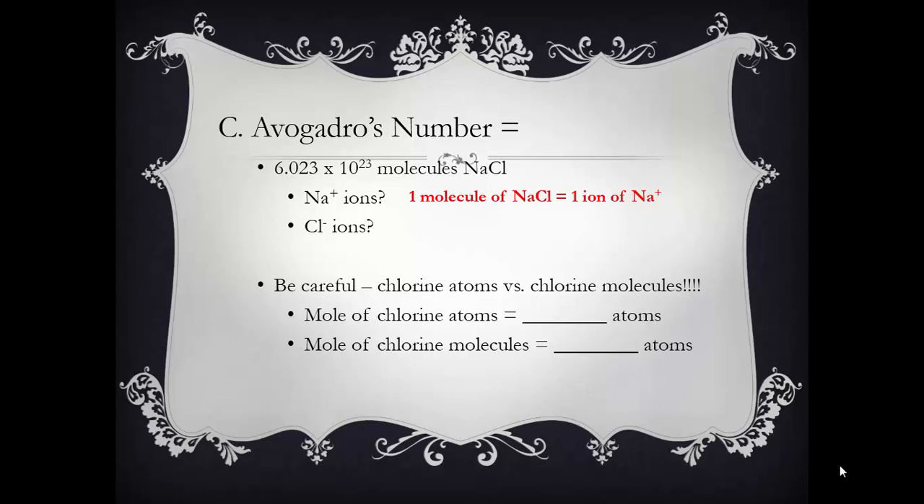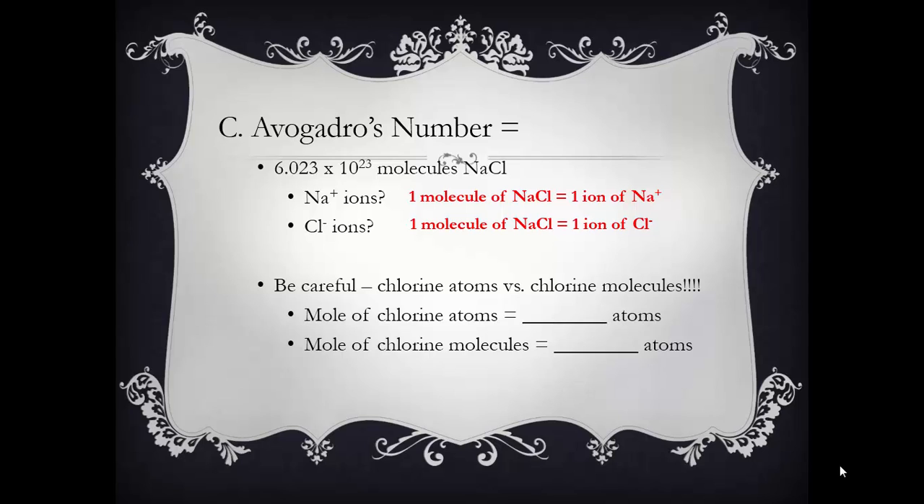So 1 molecule of sodium chloride is also equal to 1 sodium ion. Just looking at the formula itself, NaCl, there's 1 sodium, so there's 1 sodium ion. Same thing with chlorine. There's 1 chlorine in sodium chloride, and therefore it's 1 chloride ion, Cl minus.